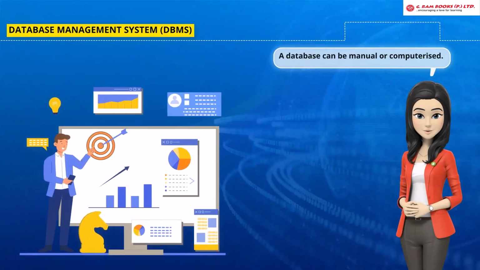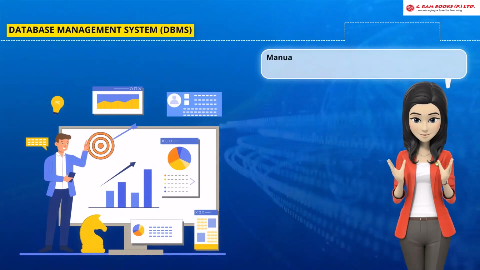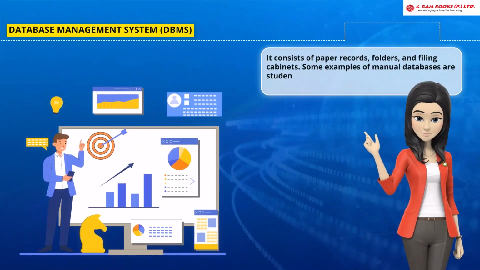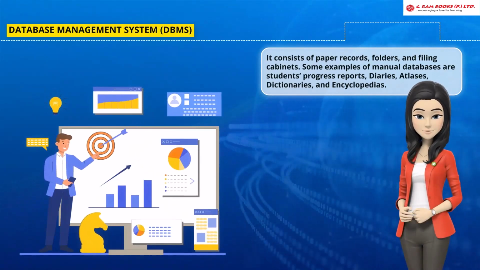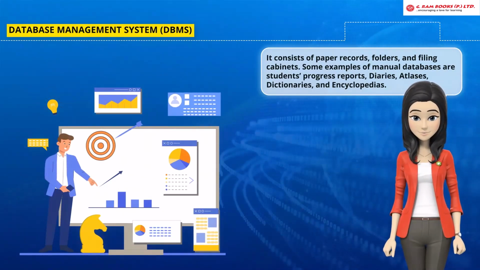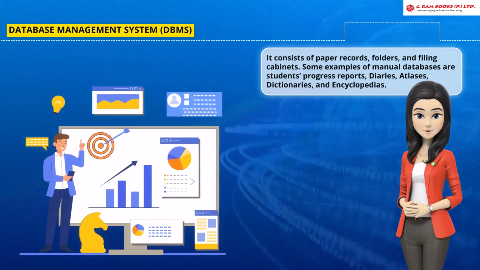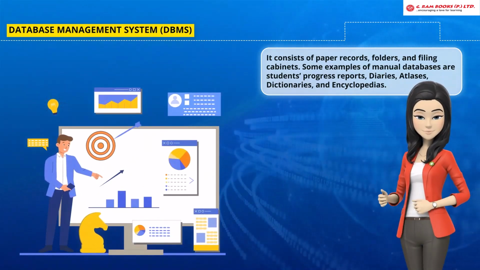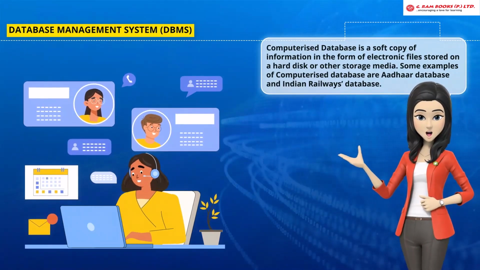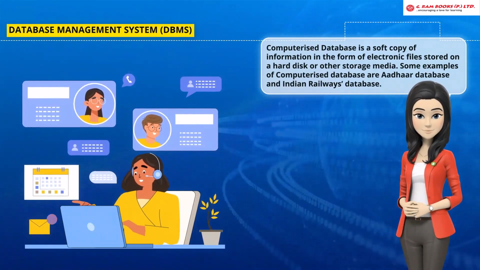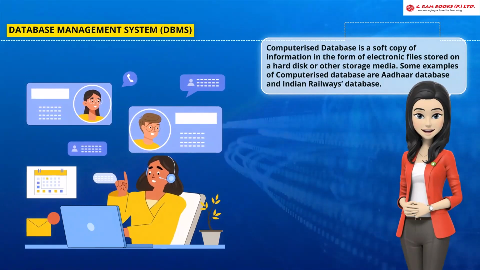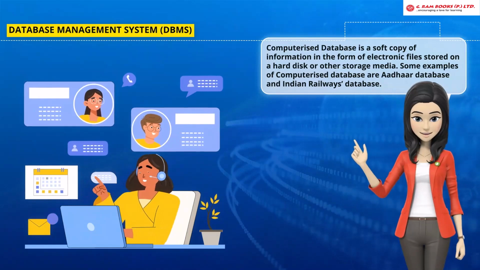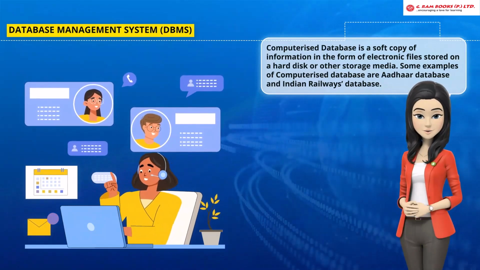A database can be manual or computerized. Manual database is the simplest and most common type of database. It consists of paper records, folders, and filing cabinets. Some examples of manual databases are students' progress reports, diaries, atlases, dictionaries, and encyclopedias. Computerized database is a soft copy of information in the form of electronic files stored on a hard disk or other storage media. Some examples of computerized database are Aadhaar database and Indian Railways database.